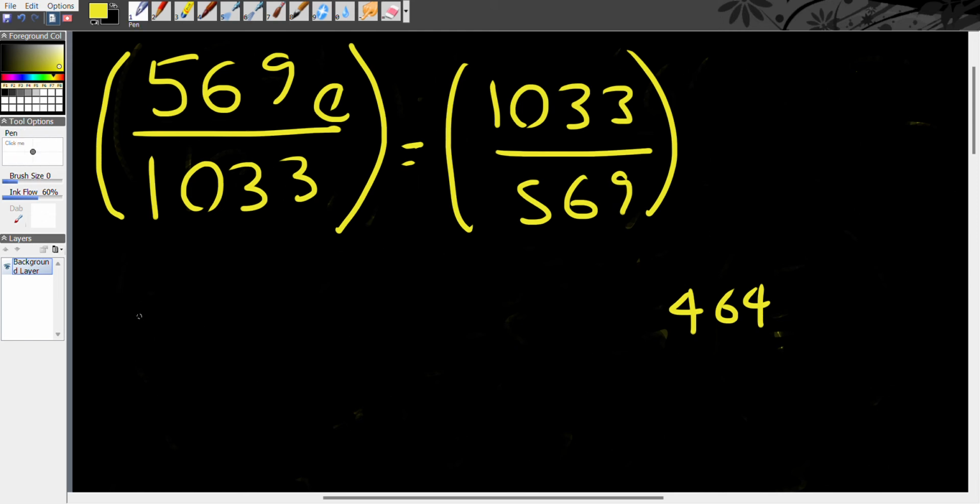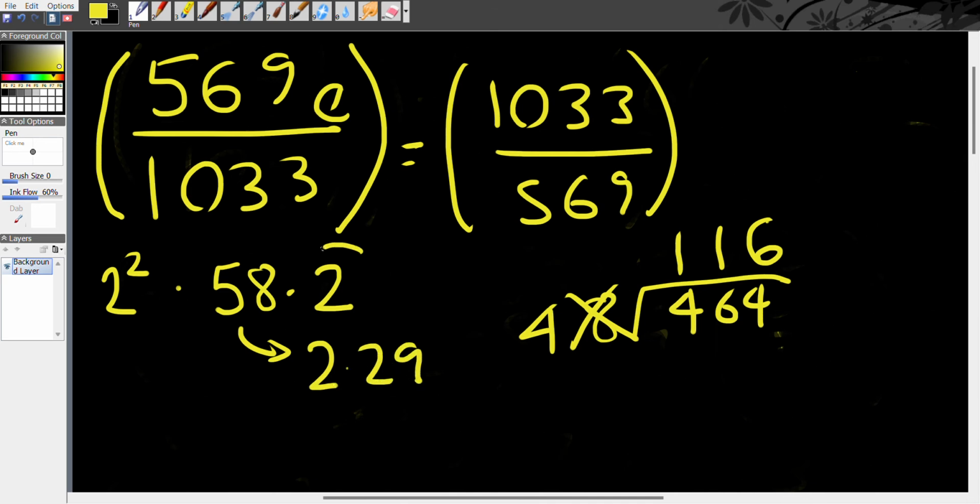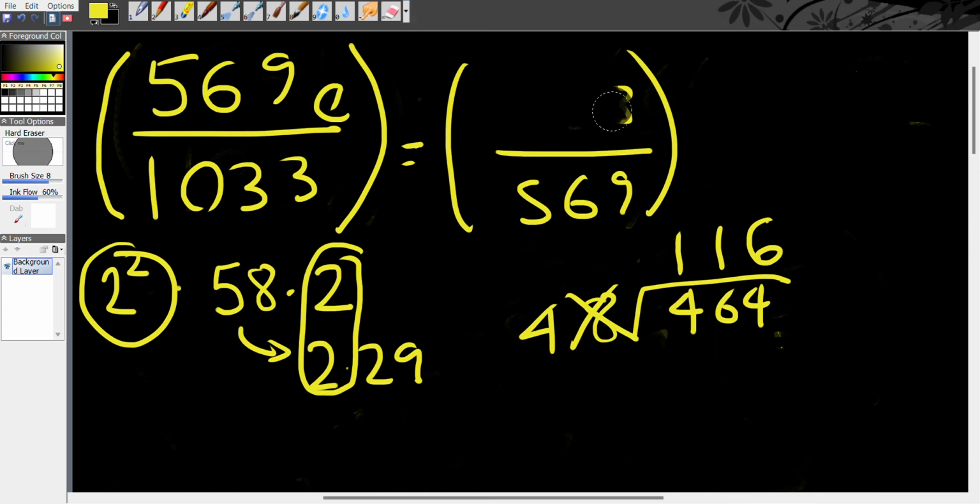So I see that 464 divided by 8, I think I can do that. No, I cannot. By 4 is 116, right? So this is, and I can already see off the bat that the fact that I have a 2 squared is good. Now then, 116 is 58 times 2, and then 58 is 2 times 29. So this also is another square. So I've got squares all over the place, and this magically becomes 29.